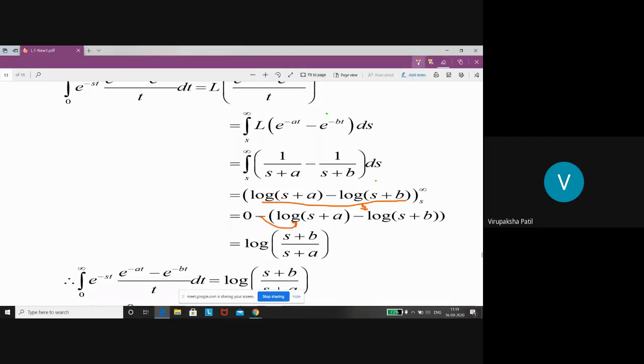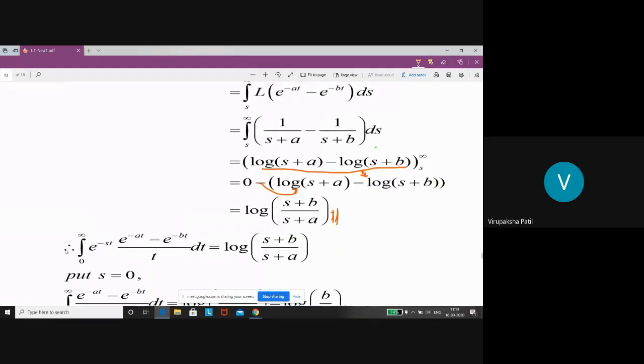So what I've written there is log of (s plus a) divided by (s plus b). You got the answer. Is it the final answer? No, sir. Definitely not. Therefore, we have got the value of this integral, that is e to the power minus st into (e raised to minus at minus e raised to minus bt) divided by t dt. This is the answer for this.